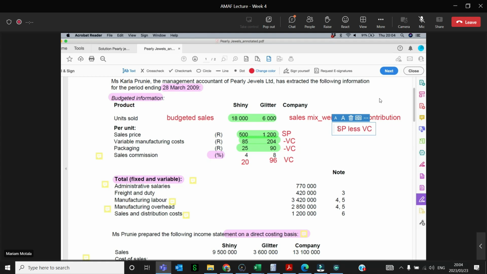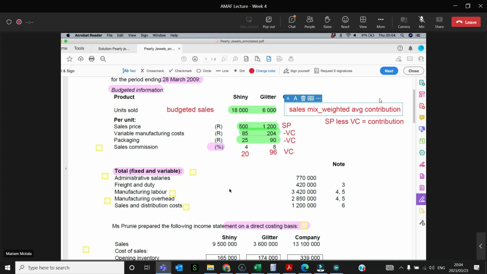And where we are headed is our selling price less our variable cost will give rise to our contribution. And from there, using the sales mix, we will be in a position to come up with our weighted average contribution. But we can't come up with the contribution yet because we still need to identify if there are other elements of variable costs. And are there any other elements? That's what we need to look out for.